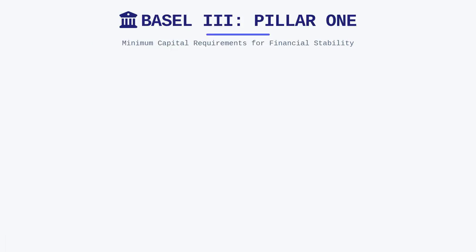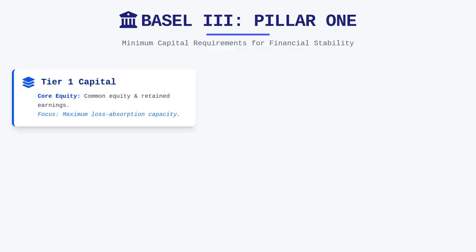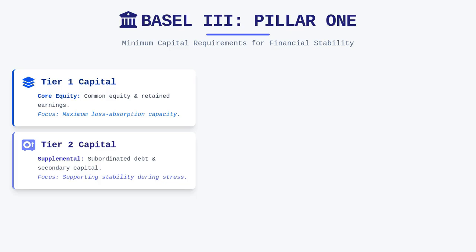Pillar 1 is the most tangible aspect, focusing on minimum capital requirements for credit, market, and operational risks. This pillar essentially mandates that banks hold enough capital to survive foreseeable losses, categorized as Tier 1, which consists of common equity and retained earnings, and Tier 2, which covers supplemental capital like subordinated debt. Basel III introduced stricter definitions for these capital tiers and added specific requirements for common equity Tier 1, to improve loss absorption capacity.